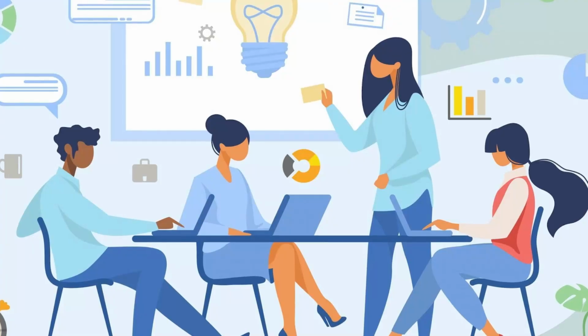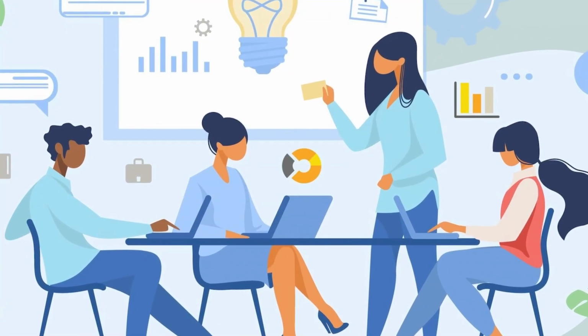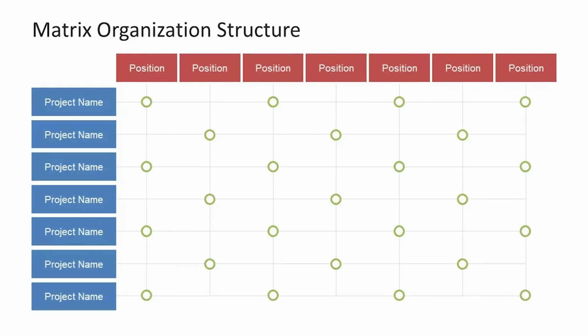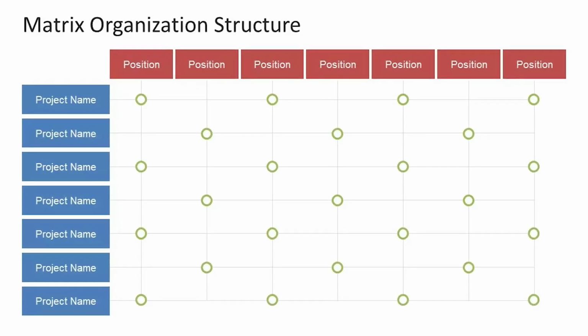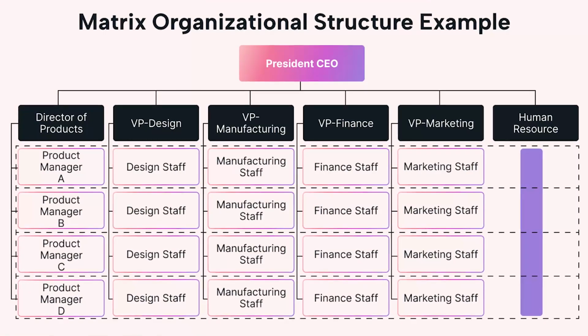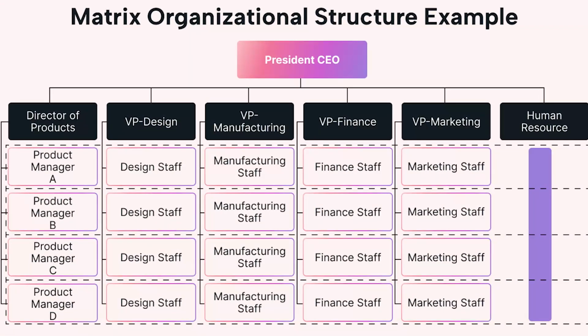But a matrix structure also has its own limitations. The first limitation of the matrix structure is role confusion. The dual reporting system is the most significant drawback of this structure. Employees may struggle to understand who has the final say on their tasks, leading to ambiguity regarding authority, accountability, and specific responsibilities. The second disadvantage is potential for conflict.